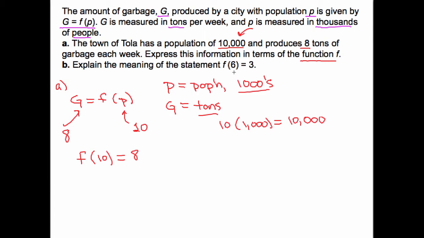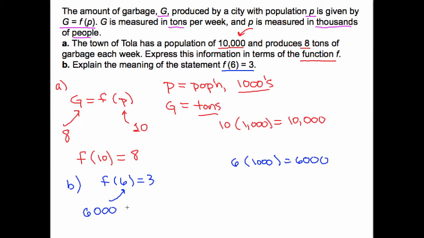B, explain the meaning of the statement F of 6 equals 3. So for B, if we have F of 6 is equal to 3, again, 6 is our input. It's the population in thousands. So 6 times 1,000 is 6,000. So this 6 represents 6,000 people in the town. Now the output that we see, 3, refers back to tons of garbage. This is the number of tons of garbage they've produced.